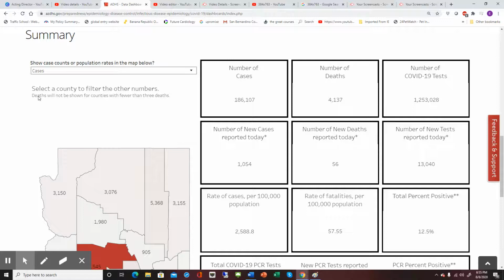Hello, everybody. As we can see, the Arizona Department of Health Services on August 8, 2020 reported 1,054 new cases, and there were a total of 13,040 new tests reported. So we're going to take that 1,054, divide by the 13,040, okay?